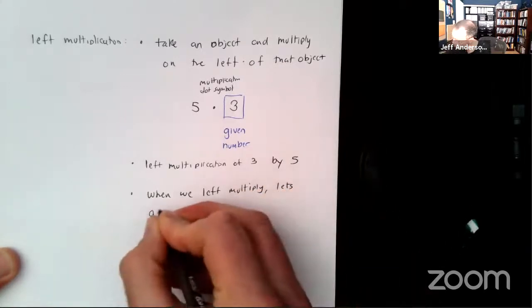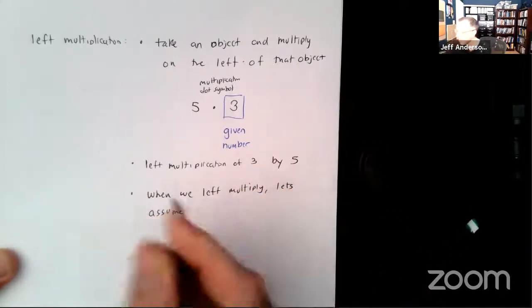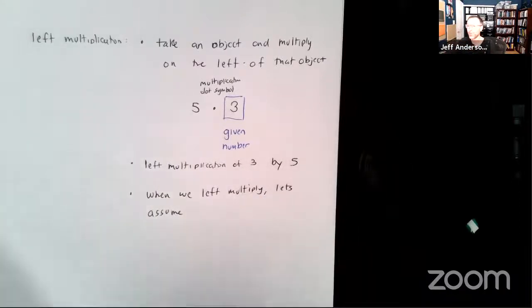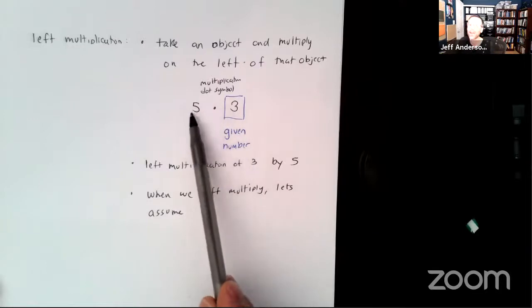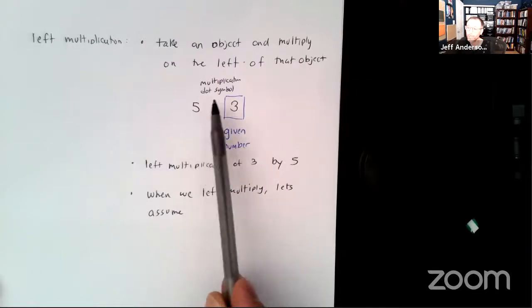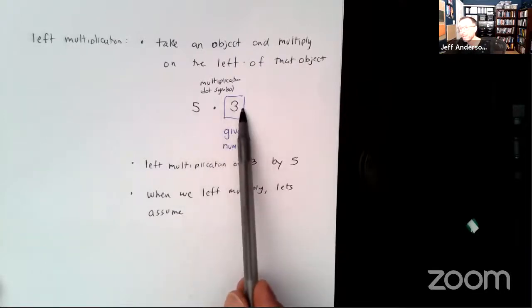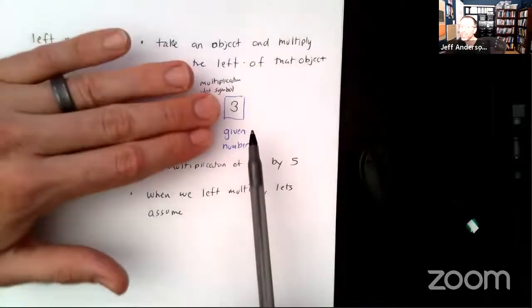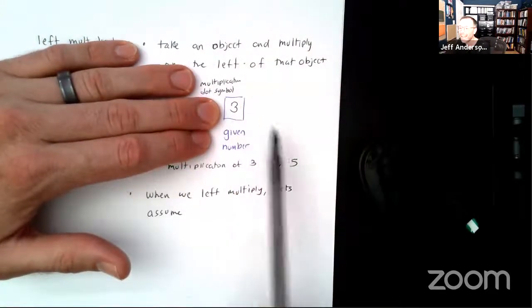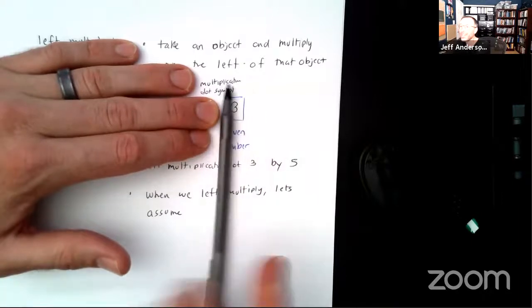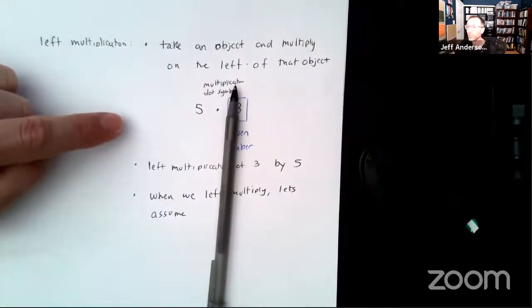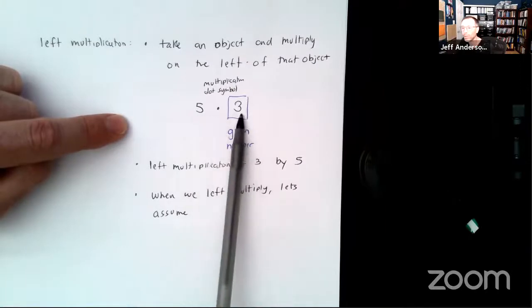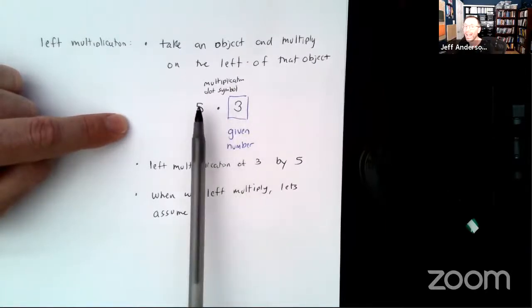So when we left multiply, let's assume, do we have to assume this? No, not at all. We could have switched the representation. We could have said, when we left multiply, let the left one represent the size of each group and the right one represent the number of groups, except generally when I look at a number, I like to think about counting. So the number 3, I'm thinking I have groups of size 3. And then when I hit it on the left with a 5, I think, okay, how many groups of size 3 do I have? I have 5 of those.